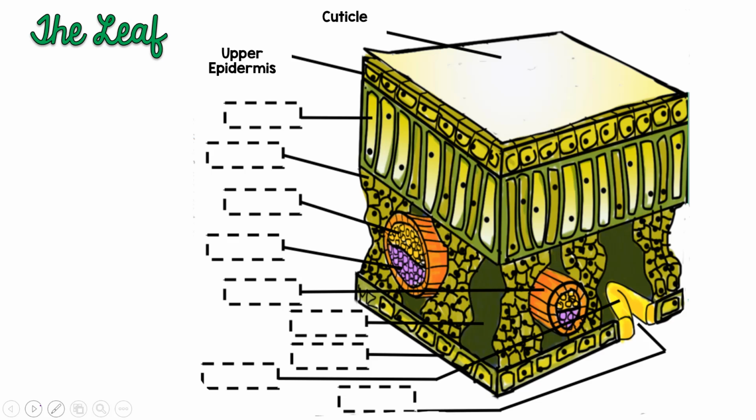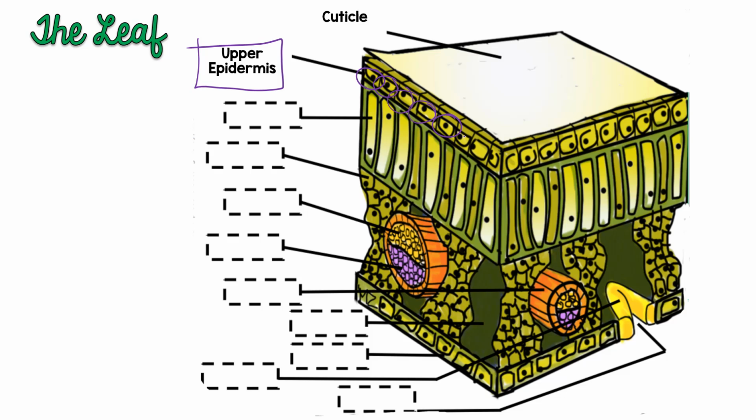All right, so our next part of the leaf is called the upper epidermis. We actually have epidermal cells too, and they make up our skin. So the epidermis are the cells on the outermost layers of the leaf itself. Right underneath the cuticle, we're going to see these cells called the upper epidermal cells.